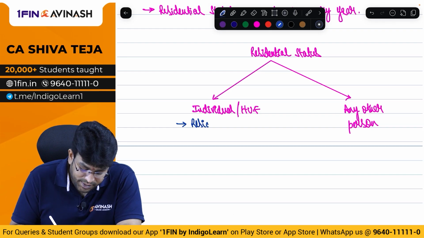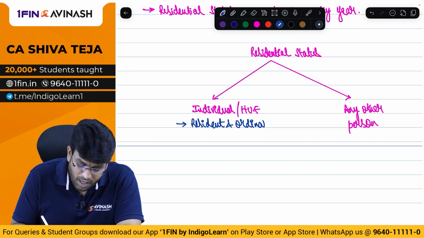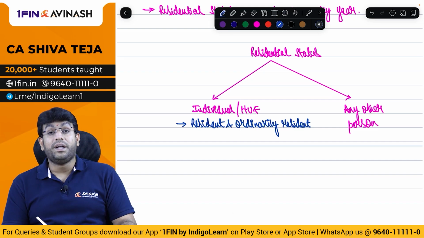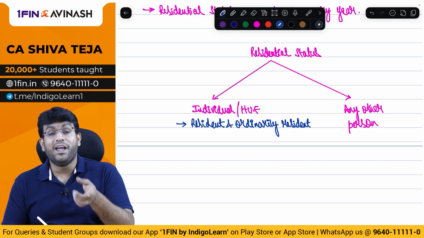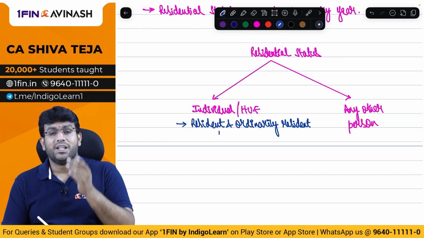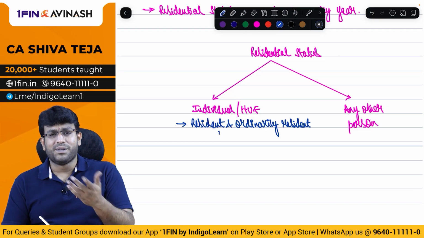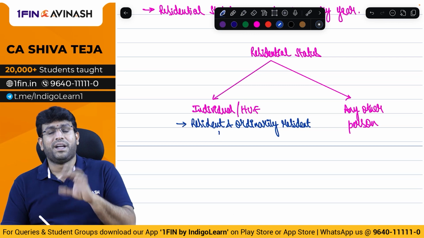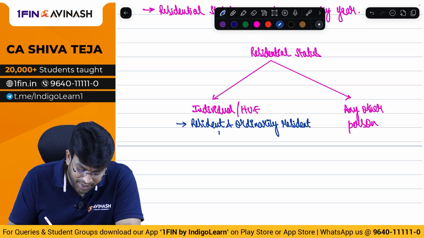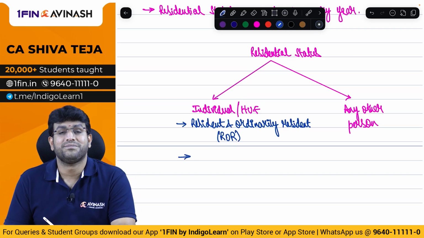First category is known as resident and ordinarily resident. So the word used is not resident and ordinary resident. It is resident and ordinarily resident. Ordinarily means usually, generally. So the word is not ordinary, the word is ordinarily. That means usually, generally. Resident and ordinarily resident. In short, we call it as ROR.